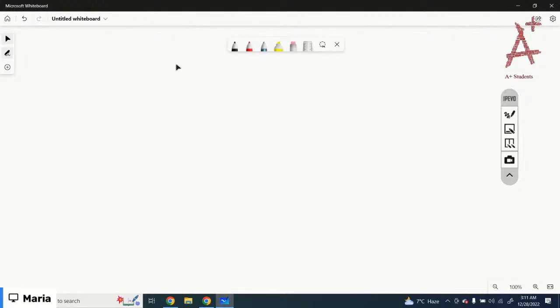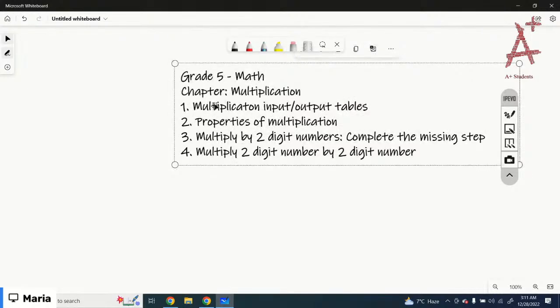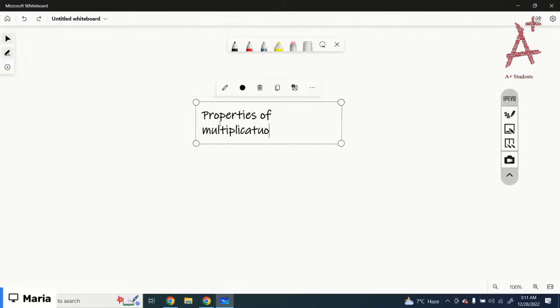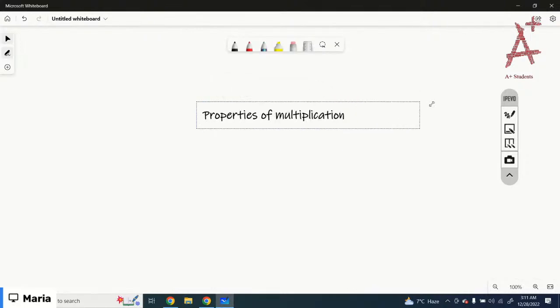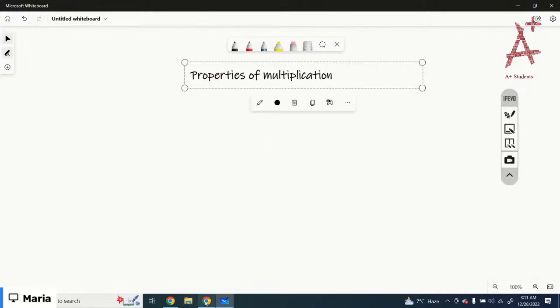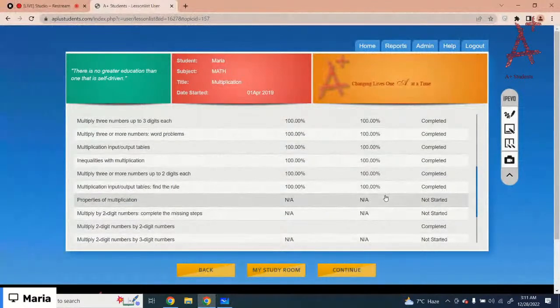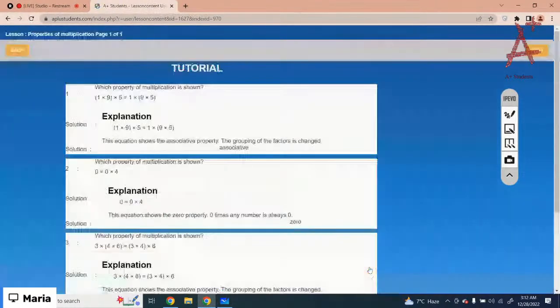properties of multiplication. So you can find the lesson in grade 5 math. The chapter name is multiplication, and the lesson we're going to start is properties of multiplication. Here is the lesson. So let's just start with the lesson, that is properties of multiplication.